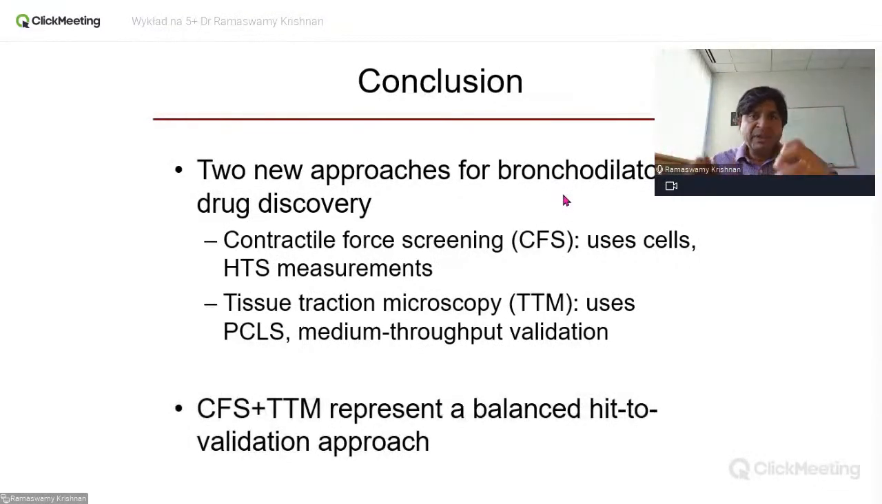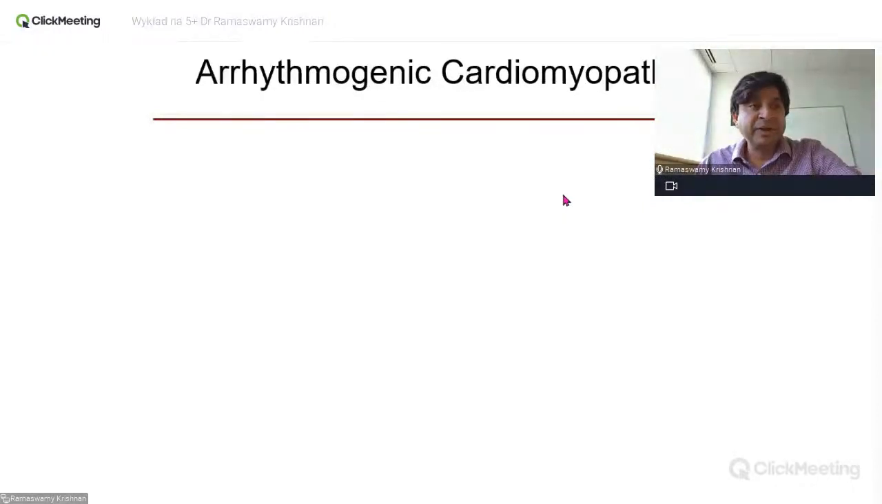I submit that the combination of these methods, high throughput cultured cells and medium throughput slices, is a balanced hit to validation approach in order to develop new bronchodilator medications. So that's everything I want to say for the moment about the lung, asthma, and airway smooth muscle.